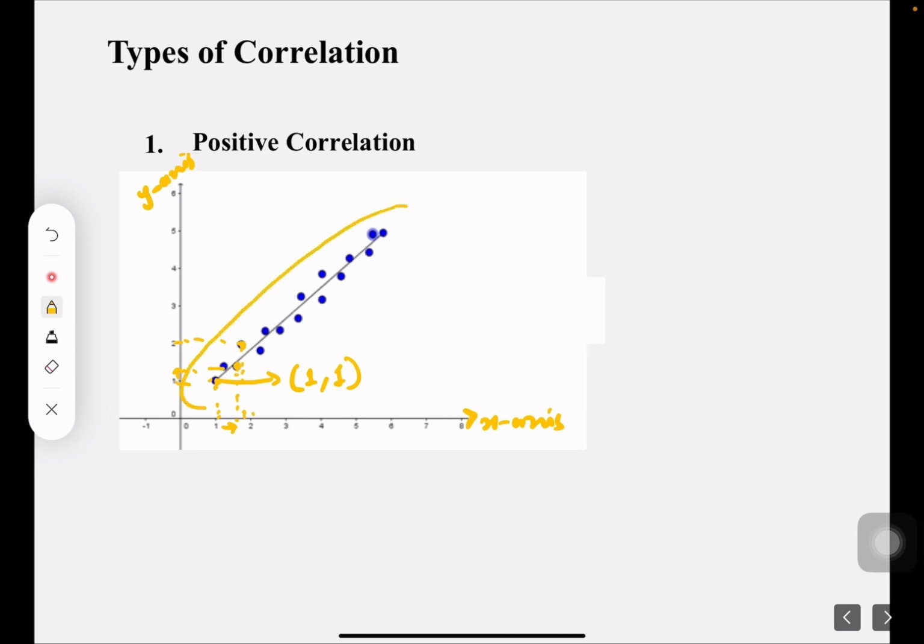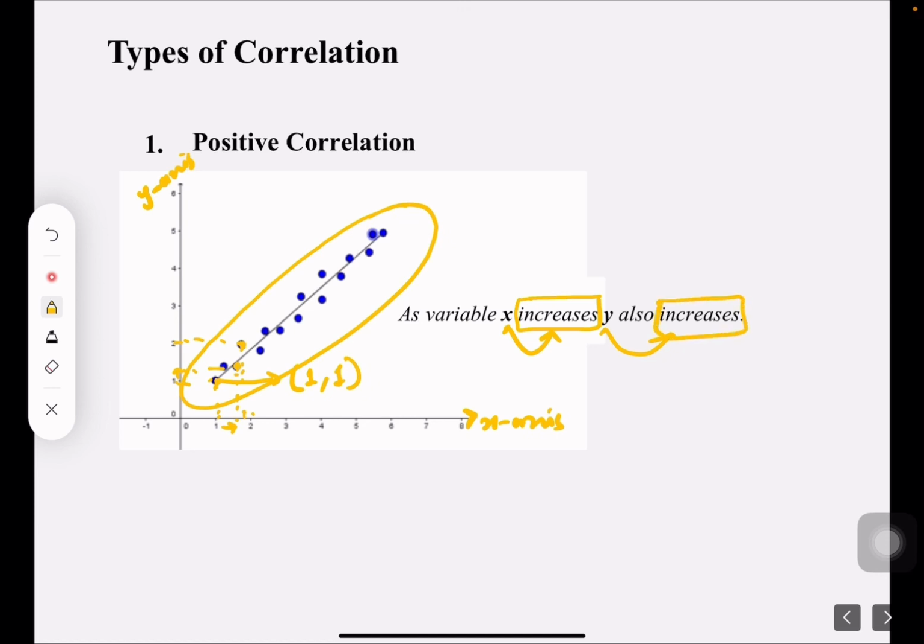Hence, in the points here, we notice that the variable x increases and y increases along with it. So hence this type is known as positive correlation. It goes with the same meaning, the changes have to be the same. So if x is increasing, your y is also increasing. That means the other way around, right?